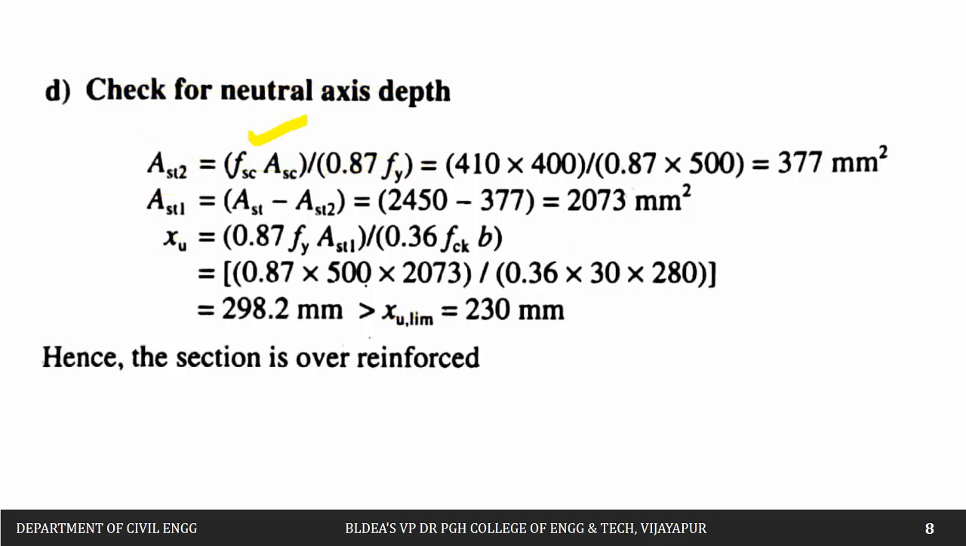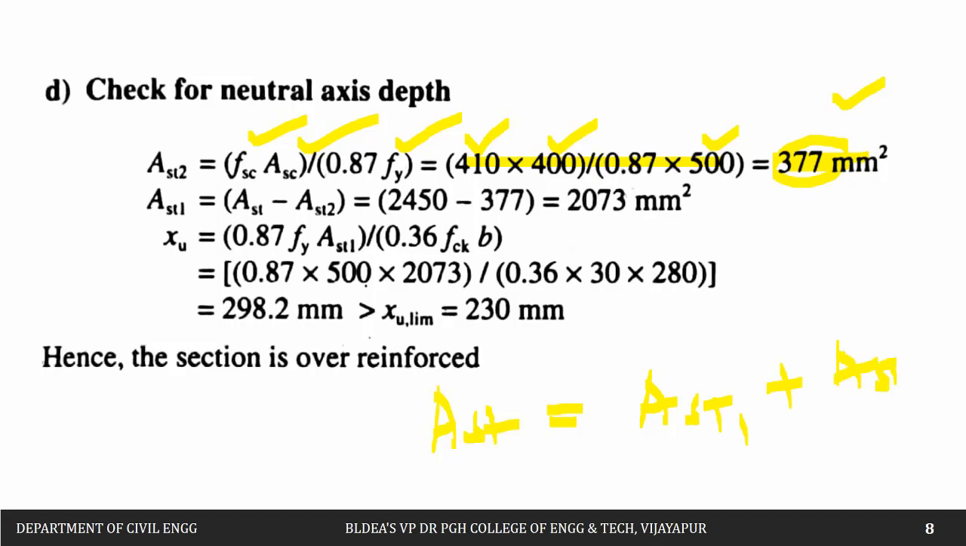So we have FSC value 410, ASC value 400, Fy is 500. If you substitute these values, you will get the answer as 377 mm square. This is nothing but the additional area of steel in tension. So at the bottom we have total steel, given by AST. It is the total area of steel required in tension. So it will be equal to AST1 plus AST2. AST1 is for a balanced simply reinforced section, and AST2 is for the additional steel we are going to put due to the doubly reinforced section.